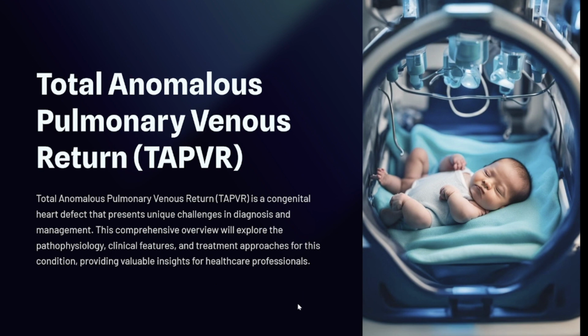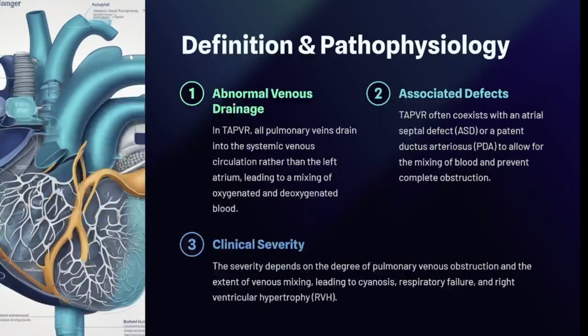Summary on total anomalous pulmonary venous return, TAPVR. Definition and pathophysiology. TAPVR is a congenital heart defect where all pulmonary veins drain into the systemic venous circulation rather than the left atrium. This condition often coexists with an atrial septal defect, ASD, or a patent ductus arteriosus, PDA, to allow for the mixing of oxygenated and deoxygenated blood.